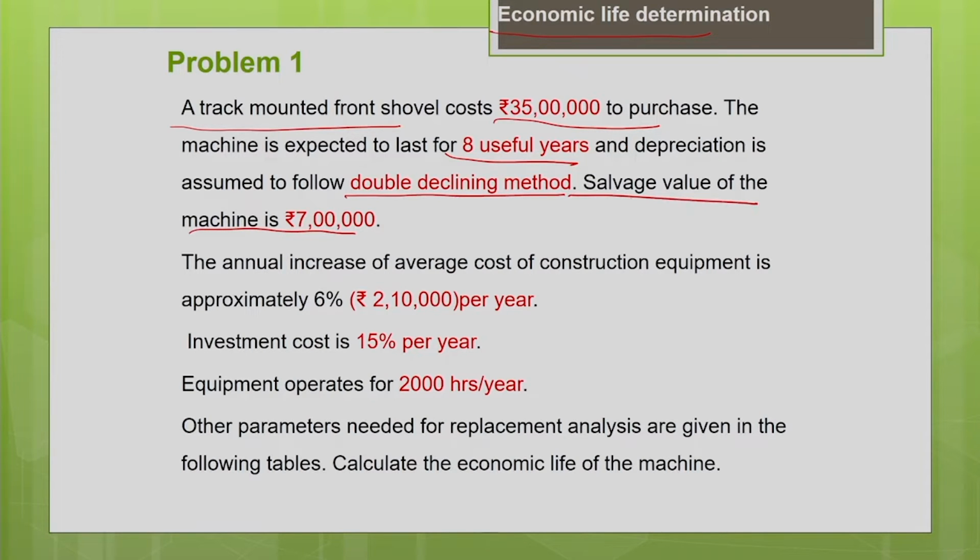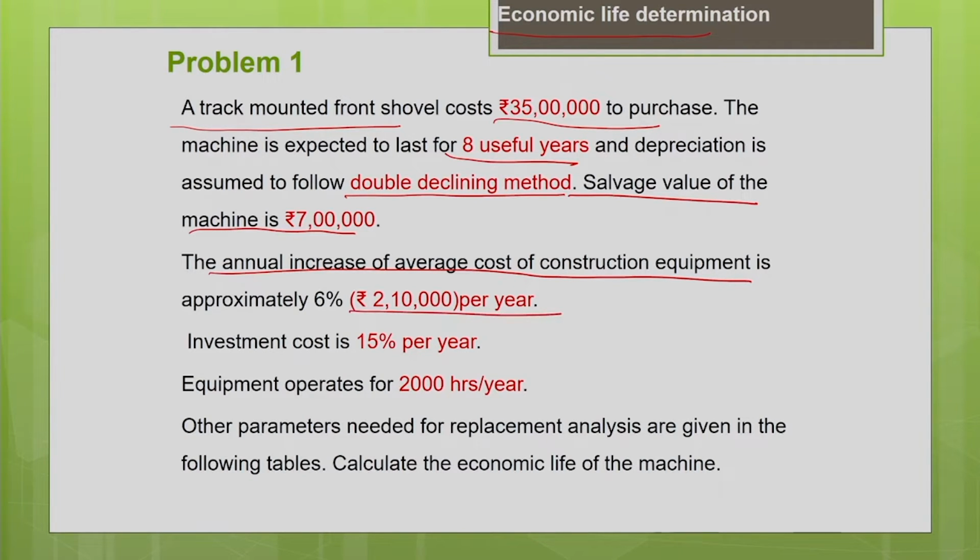Due to inflation, the annual increase of the average cost of the equipment is approximately 6%. That means the machine cost is going to increase by 2,10,000 every year due to the effect of inflation.